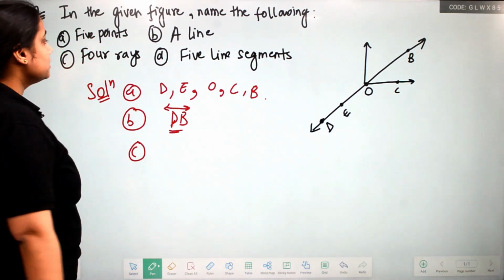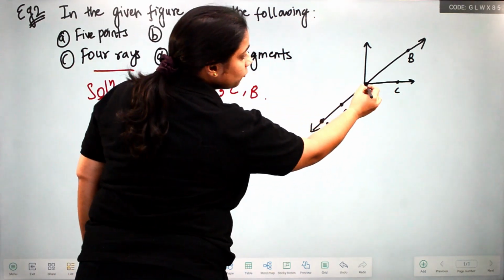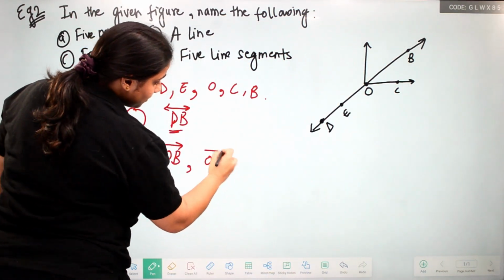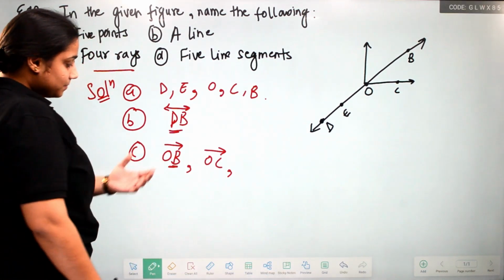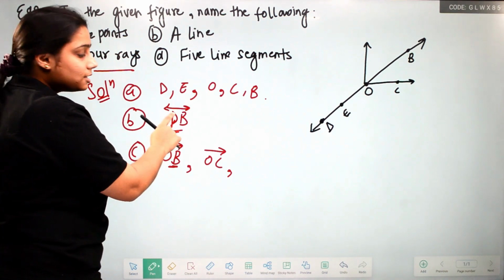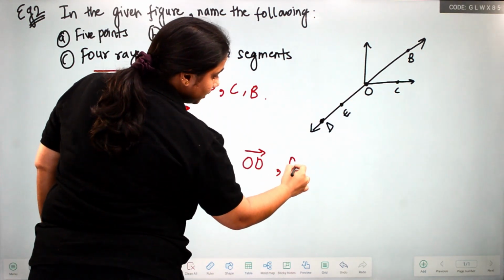Now part C, 4 rays. So the 4 rays are, firstly let's see from O, we have OB, then we have OC. You can see the mark I am placing above the alphabets. It's a mark of the ray, and this is a mark of a line. Now from O to D, now we have DE.